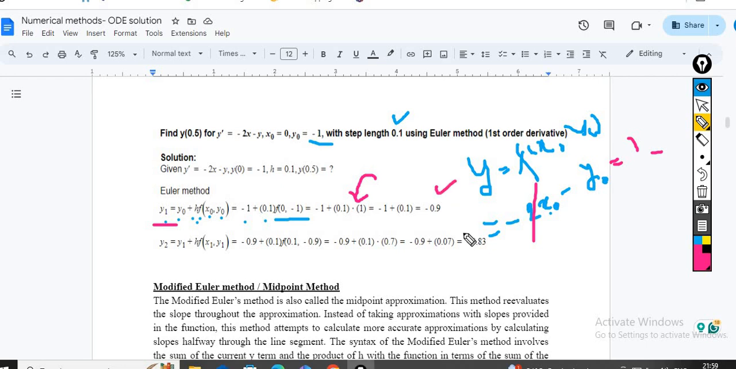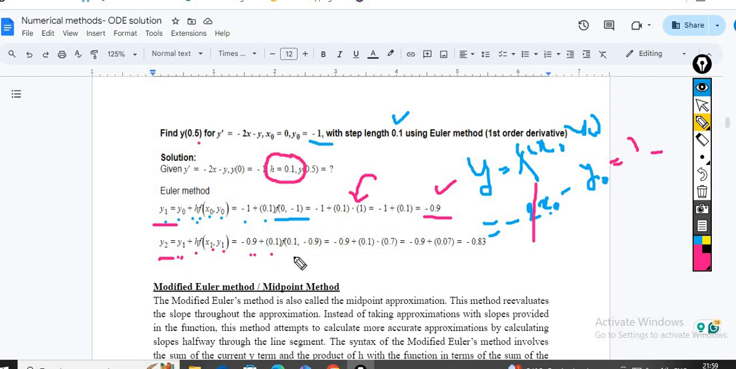Okay, now we can go for y2. Actually, we need to calculate up to y5, so you need to go through some more steps to get that. So again, you can get y2. So what is y2? y2 is y1 plus h into the slope at x1, y1. Now, what is y1? We have already calculated y1 from the earlier equation. So put that back in this equation. So the y1 value comes to minus 0.9. So put it here. What is the value of h? This is constant, given as 0.1.